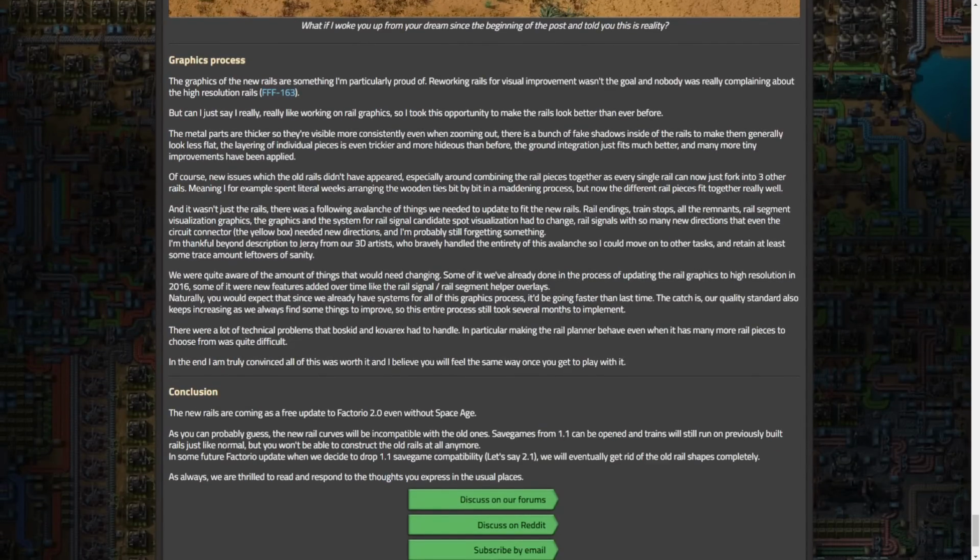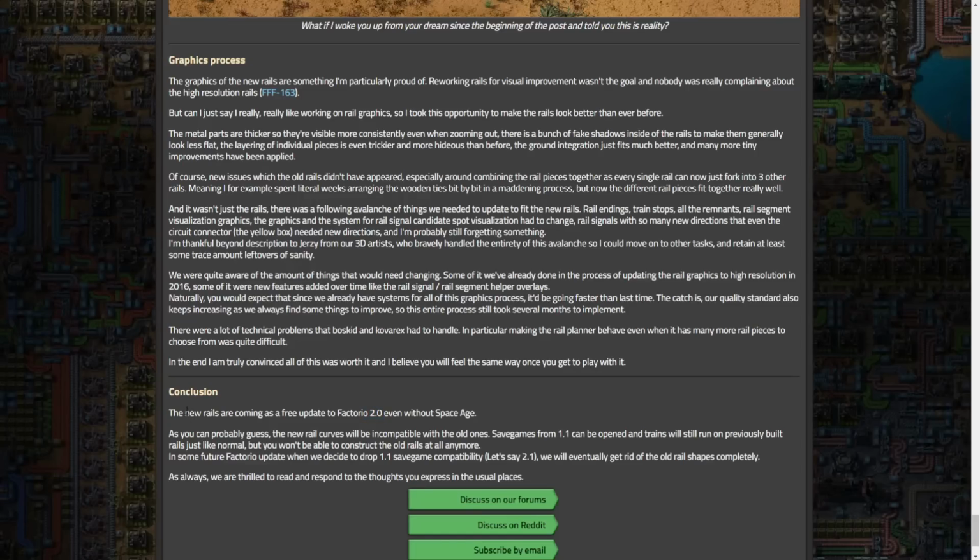So the last bit here, the conclusion, is the rails are coming as a free update to 2.0, even without Space Age. Because I've had multiple questions on almost every Friday Facts video about this stuff: none of this is coming now, unfortunately. Nothing we're looking at here, nothing we're going to see in Friday Facts all the way up until the expansion, none of it's going to be released with our current version of Factorio. All of this is in the Factorio 2.0 expansion.